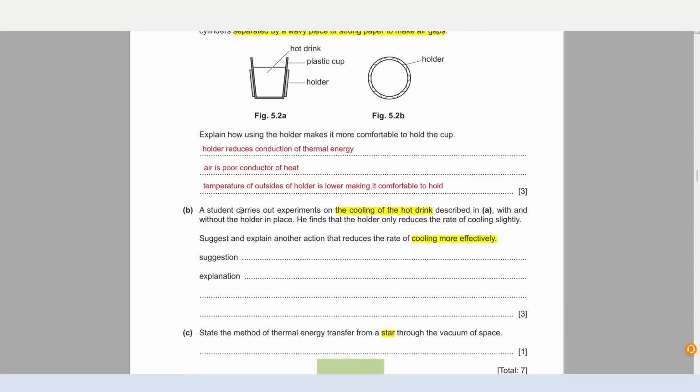Part B says a student carries out experiments on the cooling of the hot drink described in A with and without the holder in place. He finds that the holder only reduces the rate of cooling slightly. Suggest and explain another action that reduces the rate of cooling more effectively. So we can write here, add a lid on the cup. When the lid is there on the cup, there will be no evaporation from the surface of the container, thus reducing the rate of cooling.